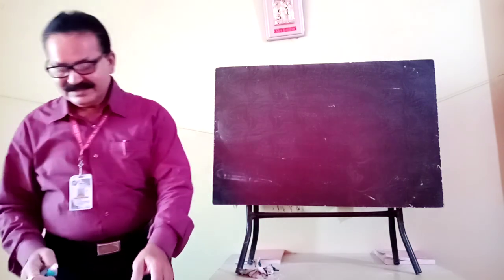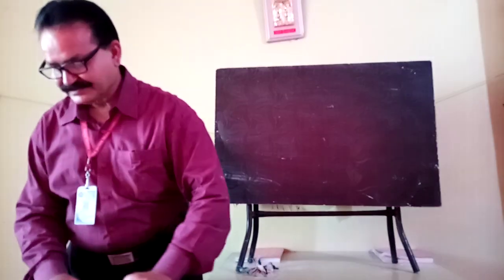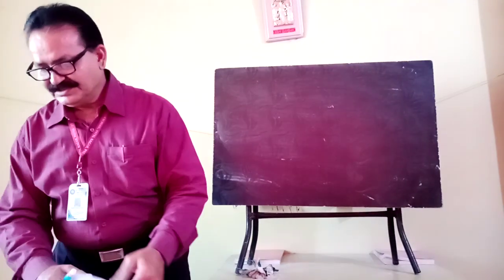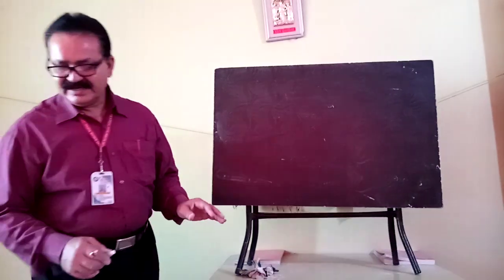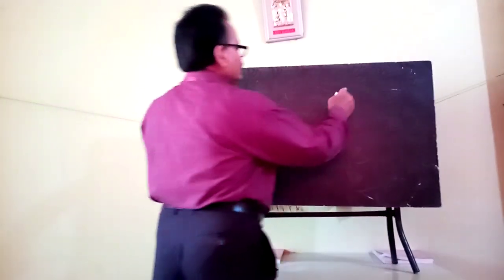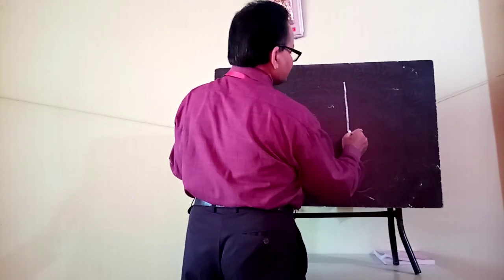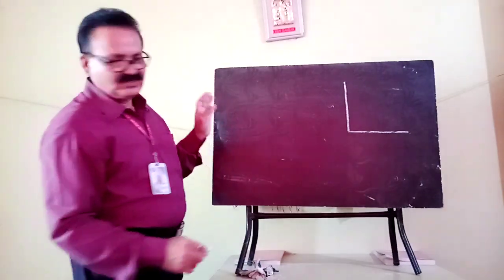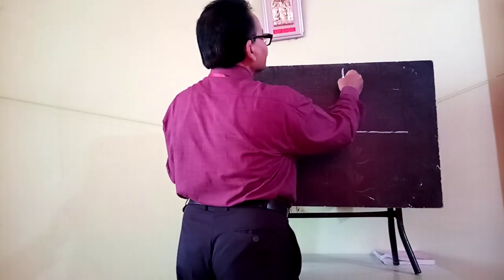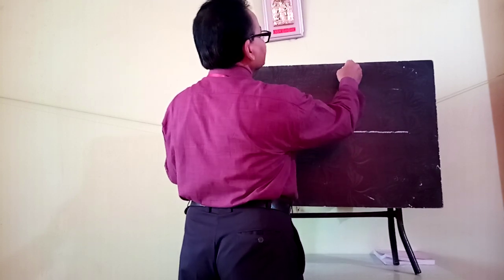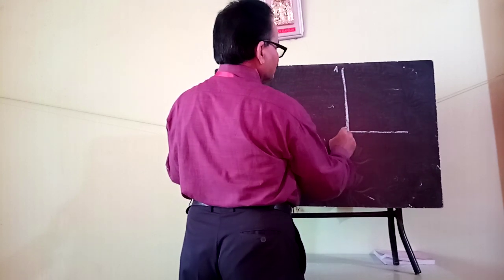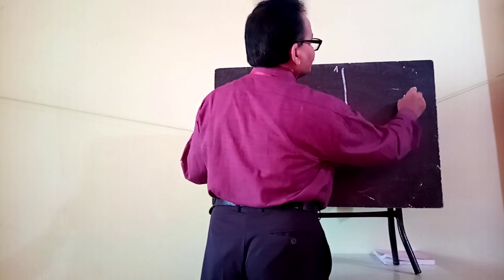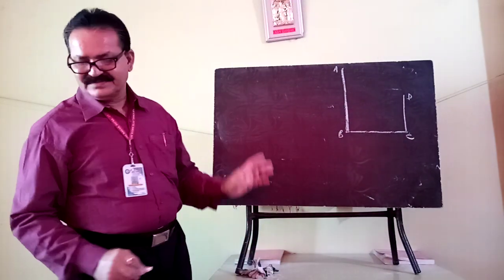Okay, for the next question, I will give you another question. Suppose a diagram is given. Suppose these are the two poles, AB lying on the road. Another pole is CD lying on the road.